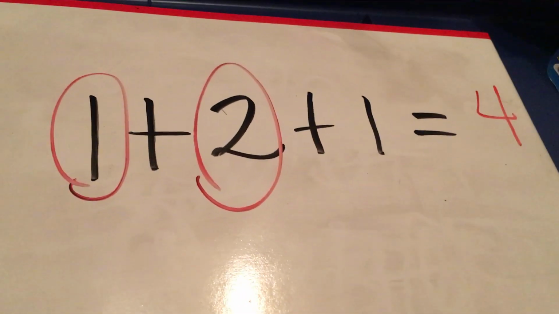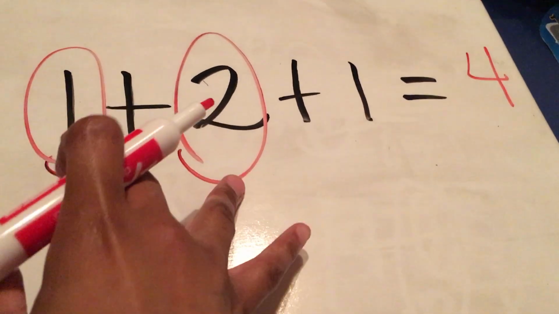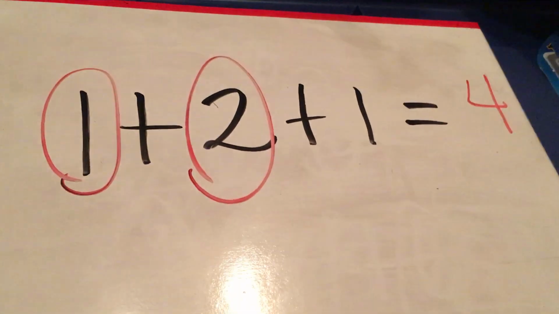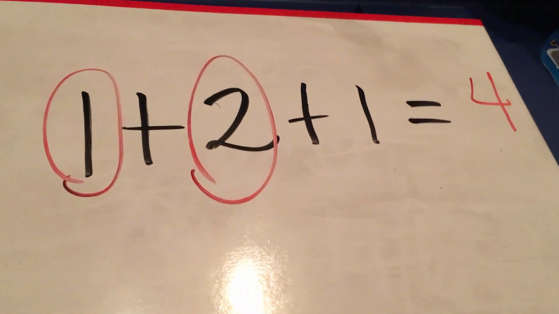I didn't have a 10, but I still circled two numbers. I'm going to always circle two numbers to start with, and then I'm going to add any more additional numbers to get the sum of my addition problem.